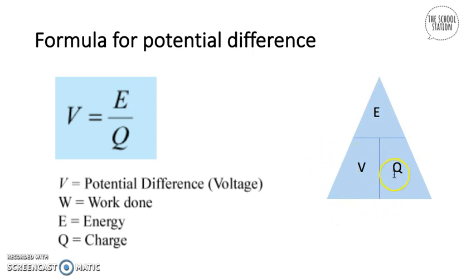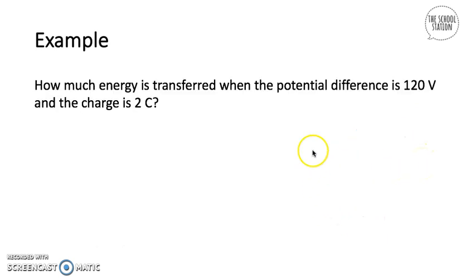You do voltage times charge. So we're going to do voltage times charge, 120 times 2, which is 240 joules. That's how much energy was transferred. We know that energy is always measured in joules, so energy is equal to 240 joules. And that would have been your answer.